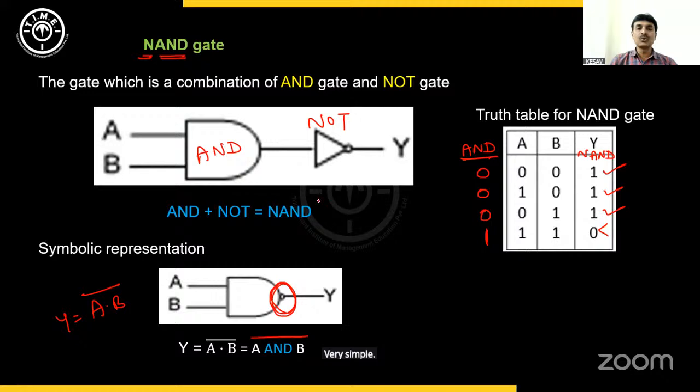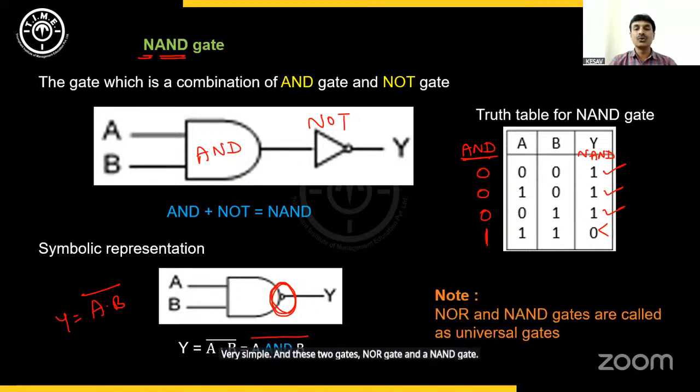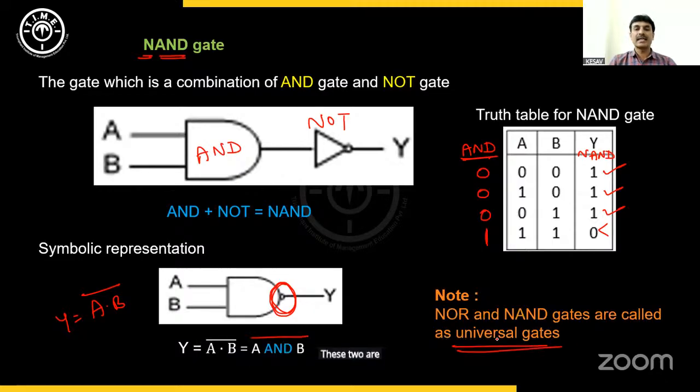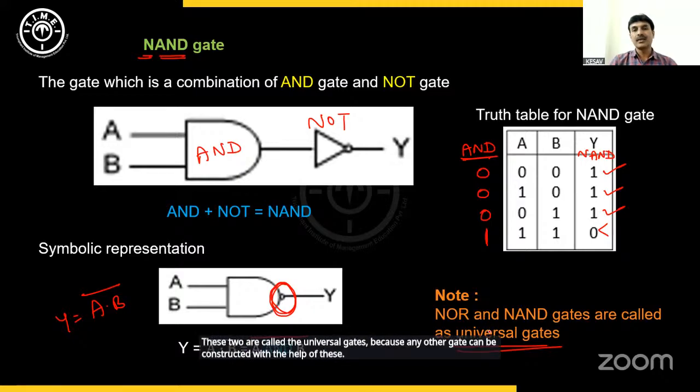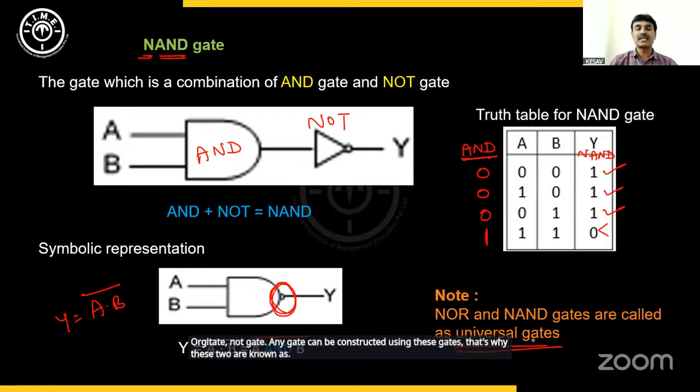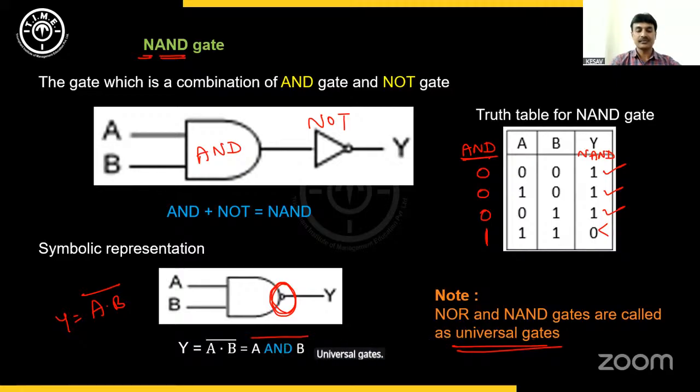And these two gates, the NOR gate and the NAND gate, are called universal gates. These two are called universal gates because any other gate can be constructed with the help of these two gates. Using NOR and NAND, you can make an AND gate, OR gate, NOT gate. Any gate can be constructed using these gates. That's why these two are known as universal gates.